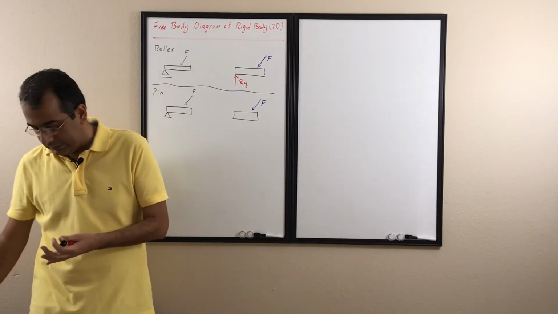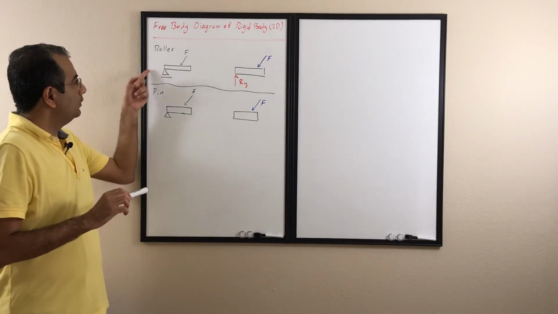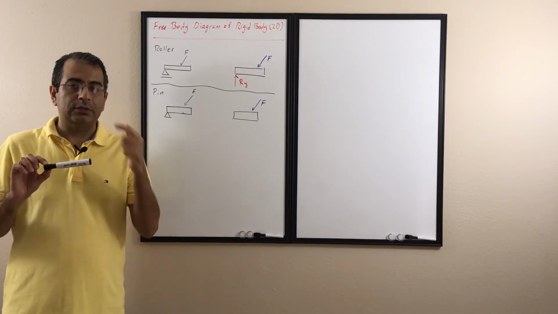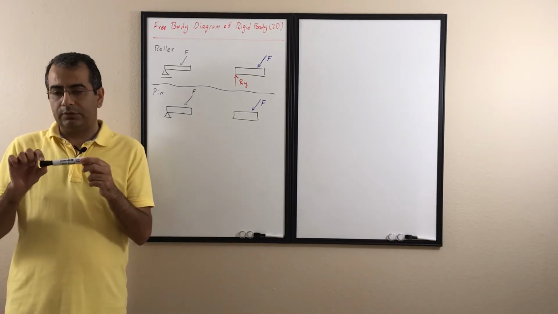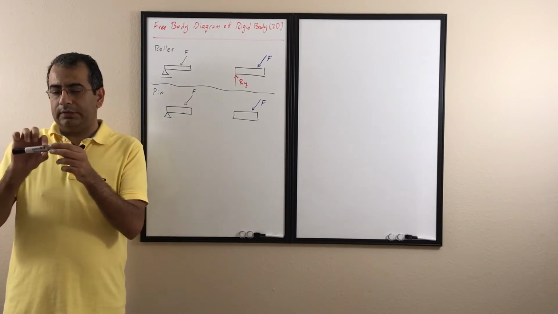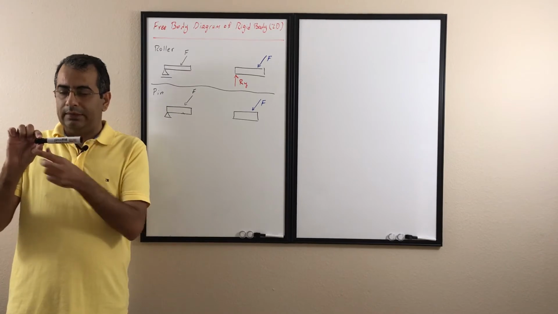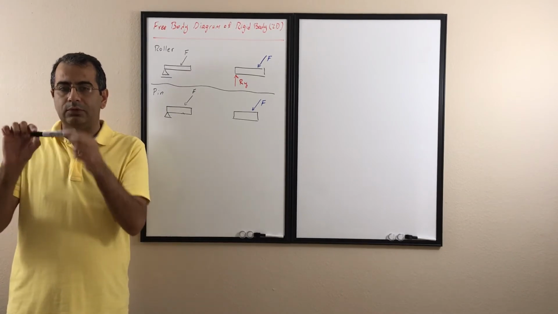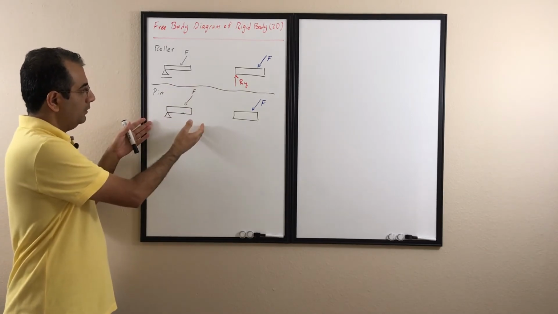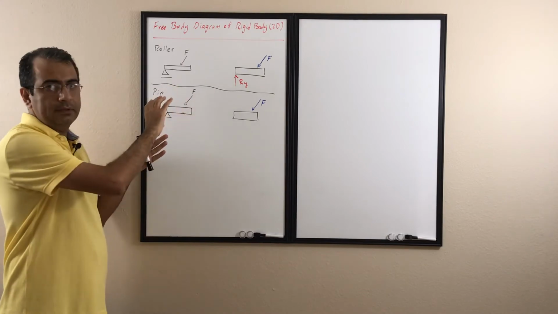The difference between the pin and the roller is that the pin doesn't let it move up and down. Also, it doesn't let it move left or right. In the roller, it can move left or right, but in the pin it cannot move left or right. It cannot go up and down, but it can rotate. It restrains it from going left or right and up and down, but it lets it rotate.